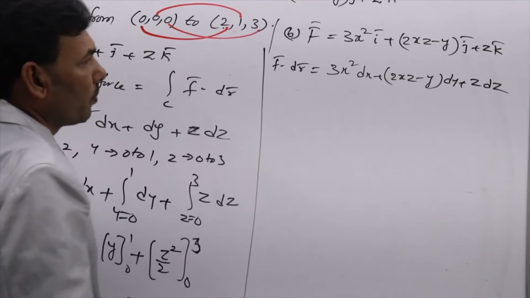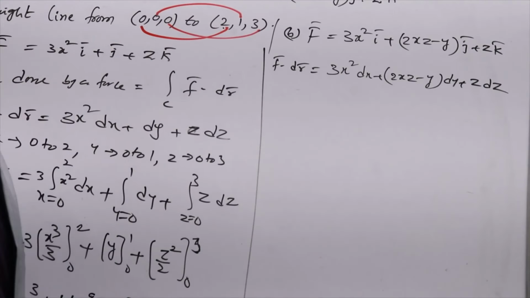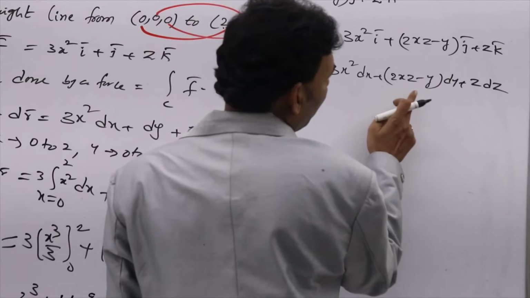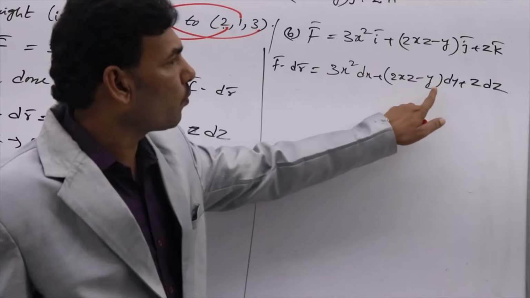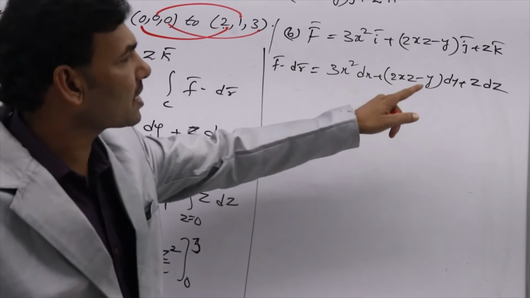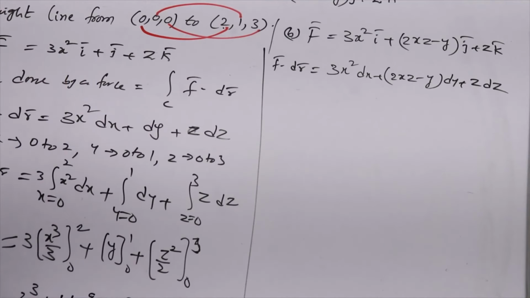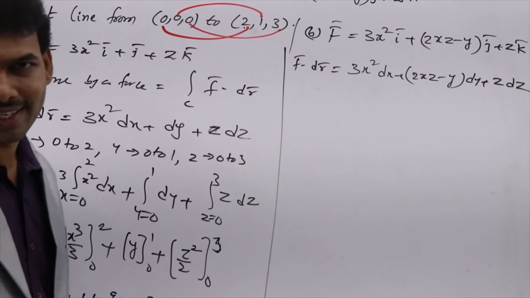Okay, now here no problem, x square dx. Here no problem, here only we are getting problem. While integrating with respect to y, you should have here only y terms. But here you are having x and z. Then you need to convert the complete function into a single variable by using one relation.